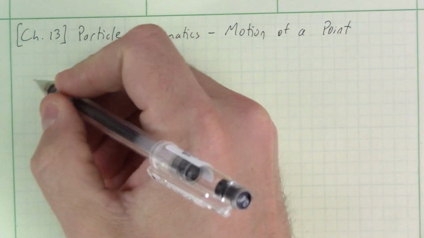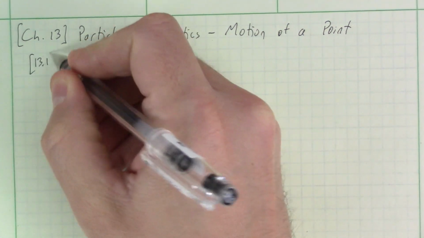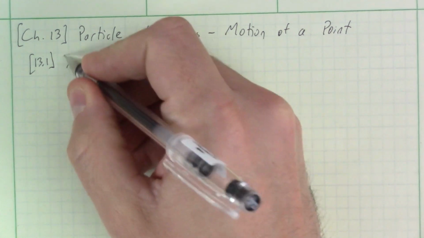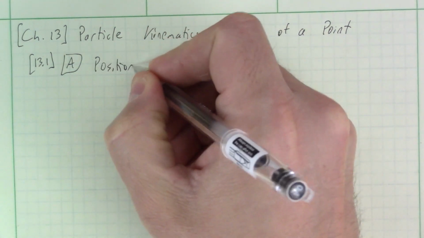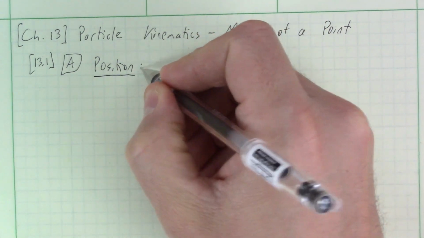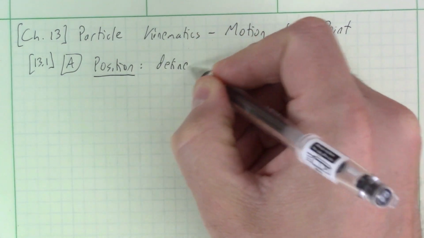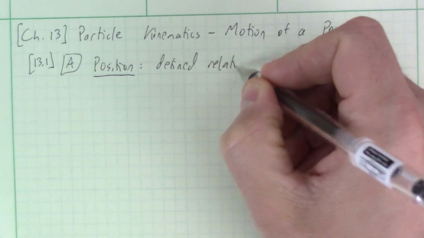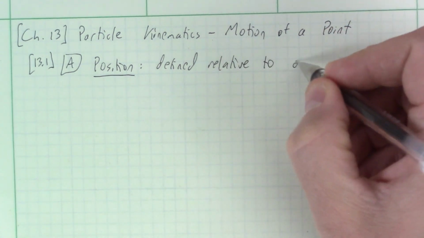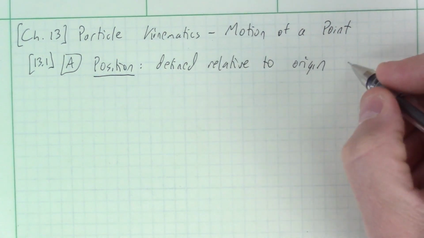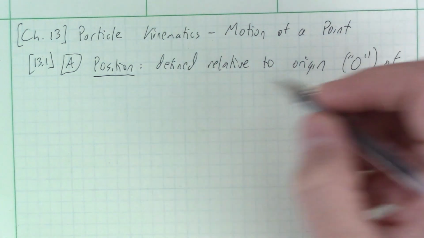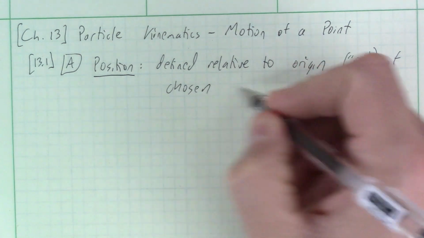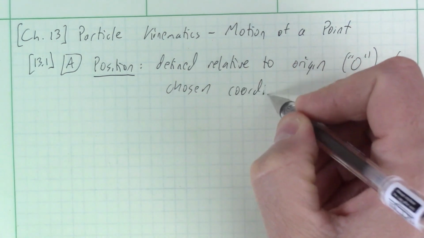We'll start here with section 13.1 if you're following along, right? And kind of just introduce ourselves to position and how we define it. Okay, so this is defined relative to the origin of our chosen coordinate system.